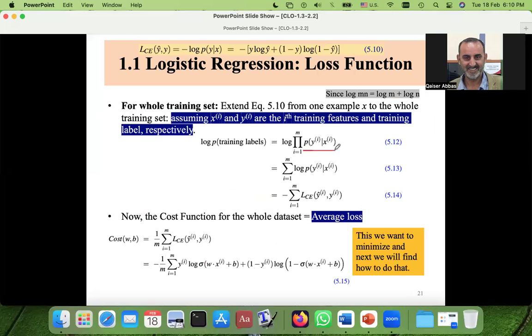And then you have to do what? You have to calculate it for y1 x1. You will have the probability. Then you will have to calculate it for y2 x2. Then you have another probability, multiply. Then you have y3 and x3, and you have to multiply all. That's why you have the pi.